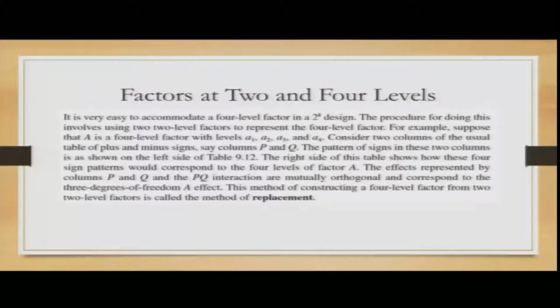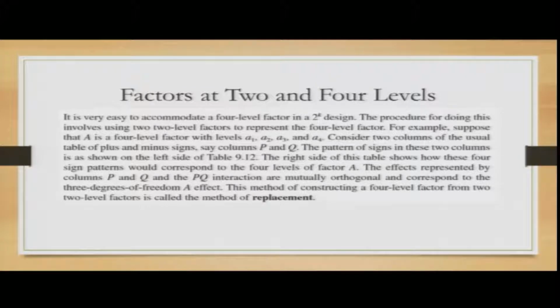So, it is very easy to accommodate a 4 level factor in a 2 to the power k design. The procedure for doing this involves using two level factors. So, there are groups of them, and you combine them to find the 4 level factor design. For example, suppose that A is a 4 level factor and you have levels given by the values a1, a2, a3, a4, with the numbers 1, 2, 3, 4 in the suffix.